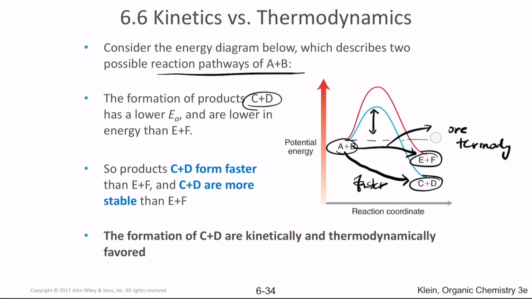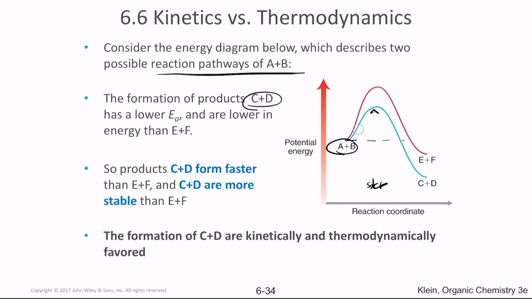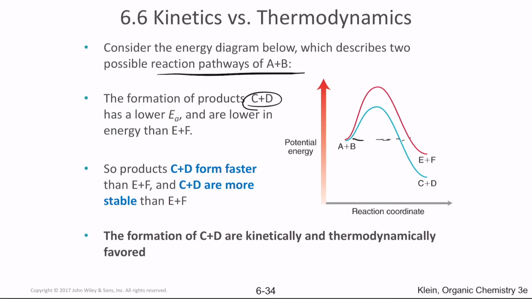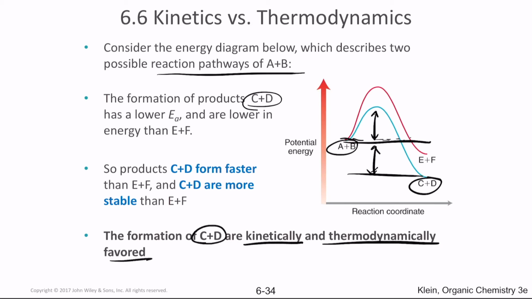So remember, the difference here is that the closer they are, the more easily the formation of C plus D happens, and it's lower in energy. So the first thing is it has lower activation energy, and there is a larger net difference in energy between them. Which means that C plus D here is both kinetically and thermodynamically favored.